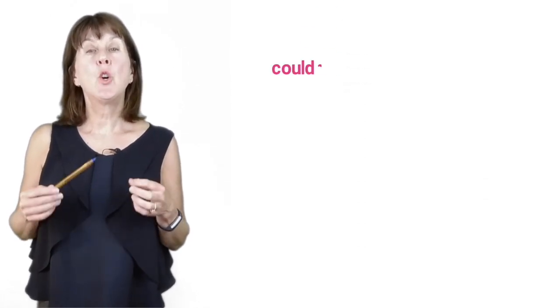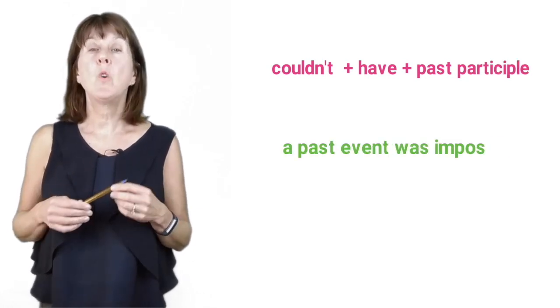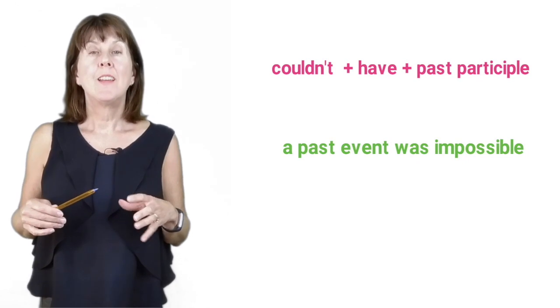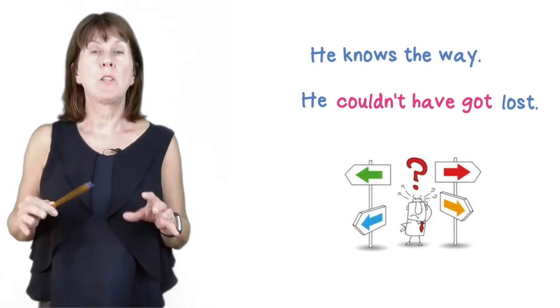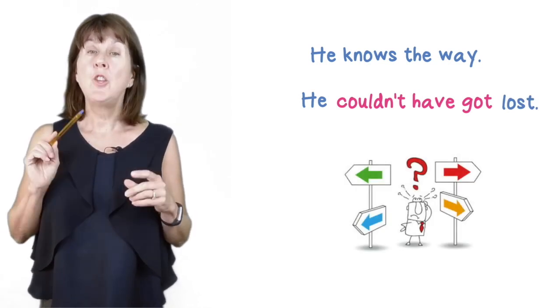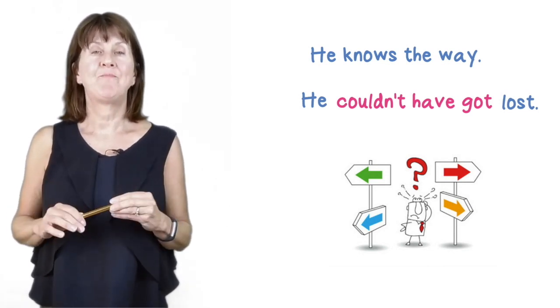Finally, we use couldn't have or can't have to say that a past event was impossible. So, for example, he knows the way. He couldn't have got lost. It is not possible that he has got lost, and you are sure of this. This is an impossible past event.